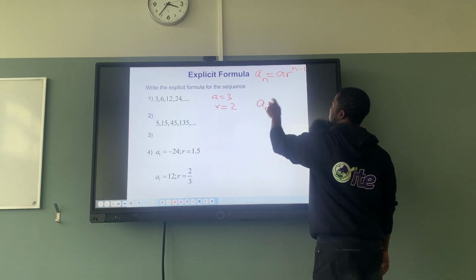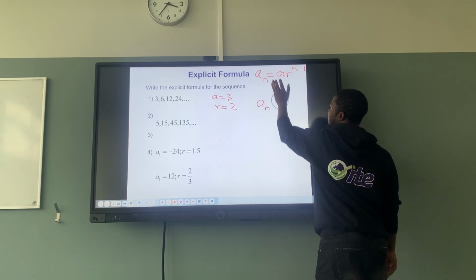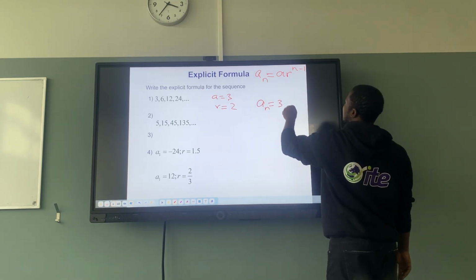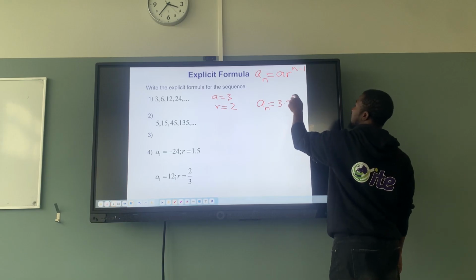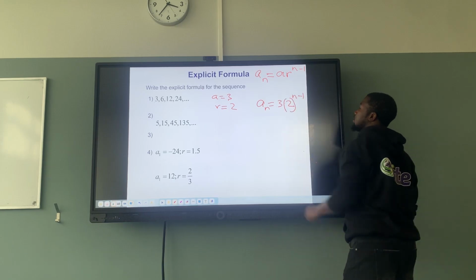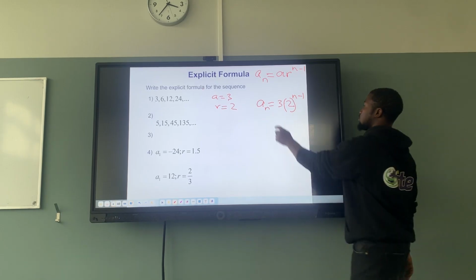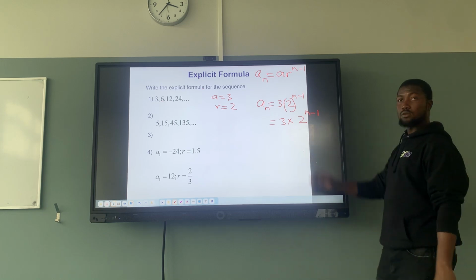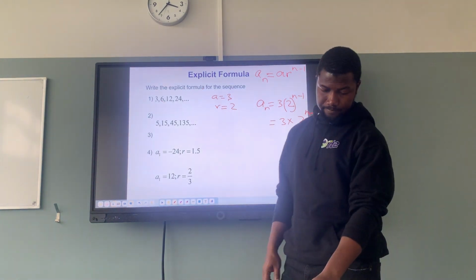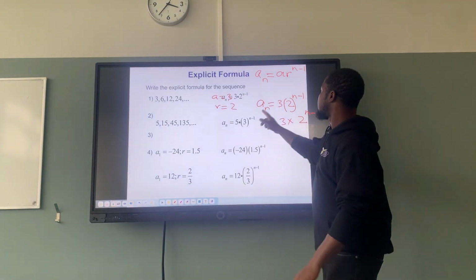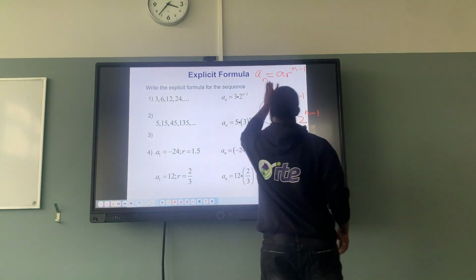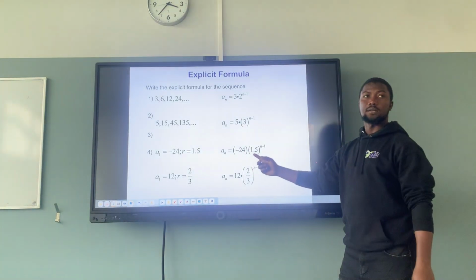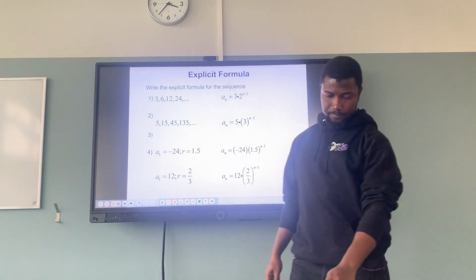AN is equal to A, which is 3, times R, which is 2, to the power n minus 1. Some will put this in a bracket, but you can also write it as 3 times 2 to the power n minus 1, or 3 into 2 to the power n minus 1. So that's the first one you could see. What you did in the first one, you can do the same thing to get the second one, the third one, and the fourth one.